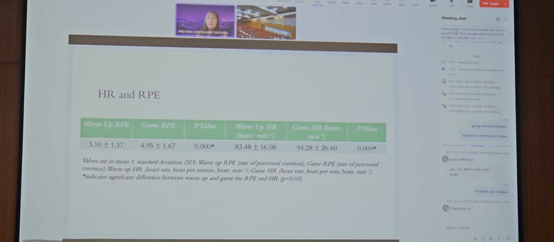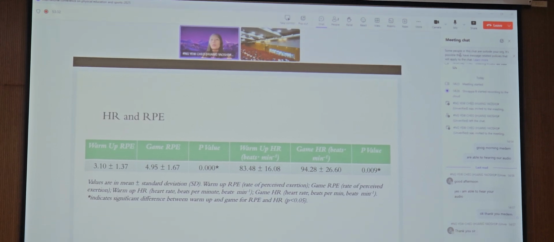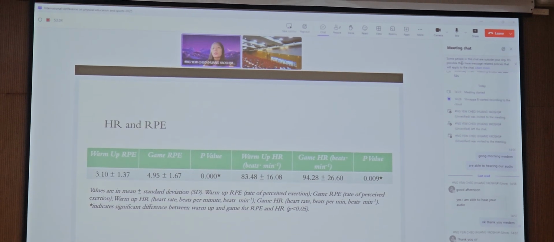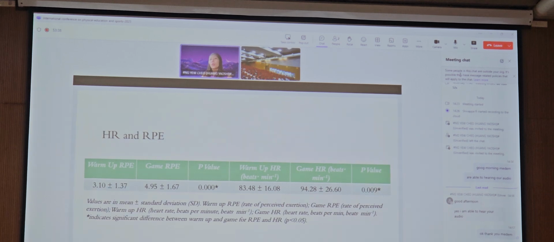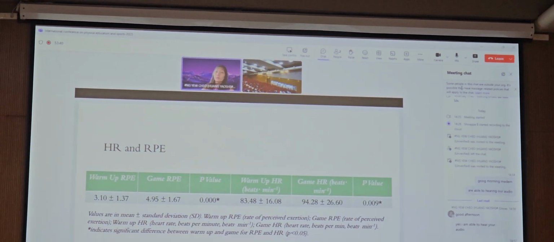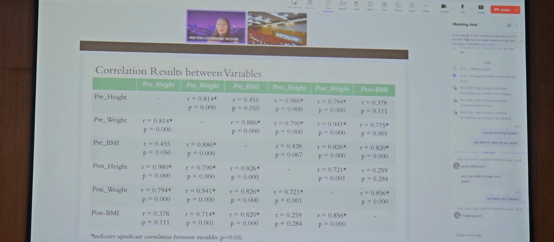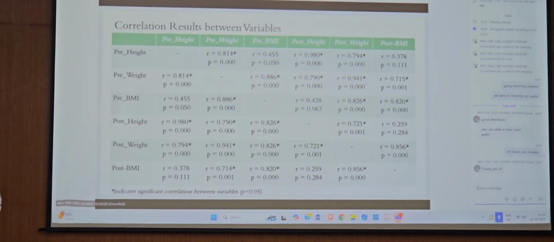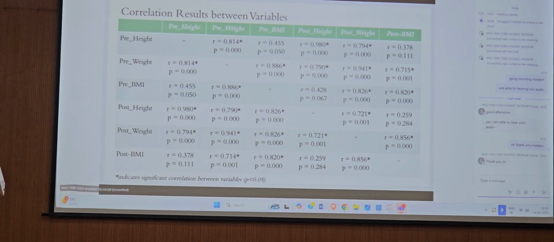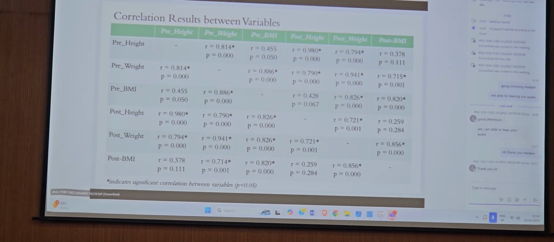So as you can see, however, their warm-up RPE and game RPE have a significant difference in P values, and their warm-up heart rate and game heart rate also show a significant difference. And for the correlation between variables, we actually found quite a lot of correlation between their height, BMI, their weight and BMI, their post weight and BMI as well.